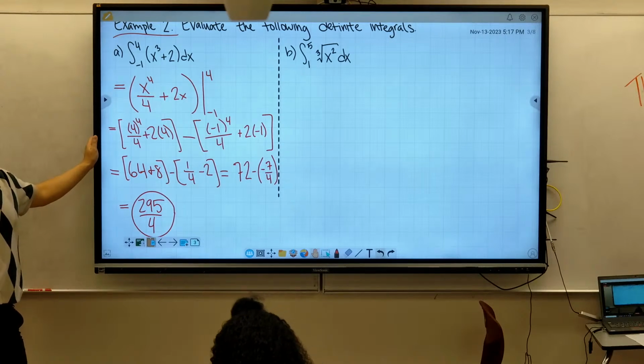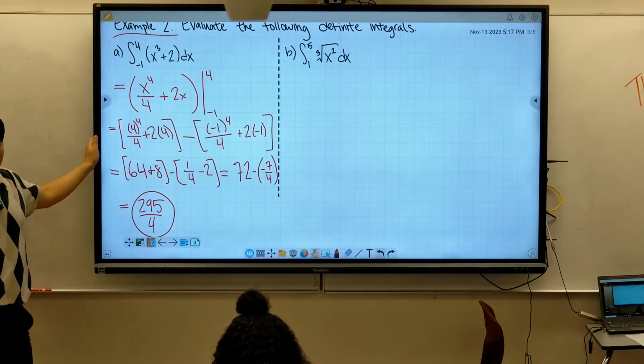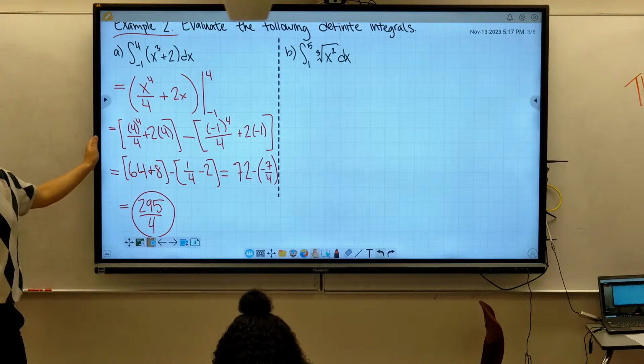The way I'm going to word this is the net area under the curve. Does anyone have an idea about why I wanted to say the net area under the curve and not just the area under the curve? Not that it is exact.